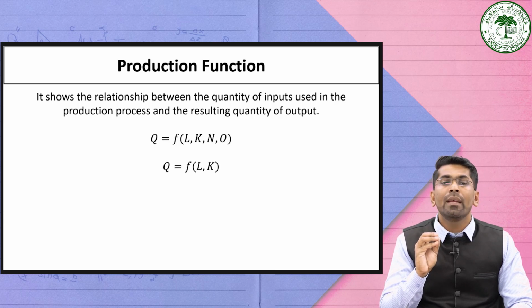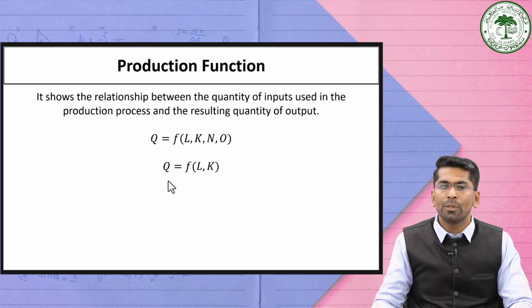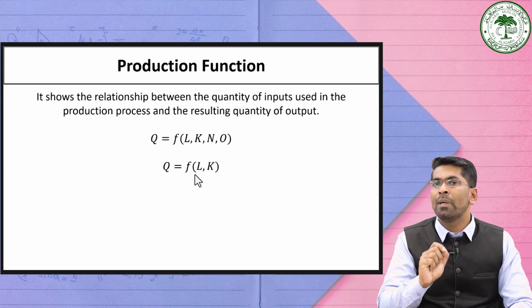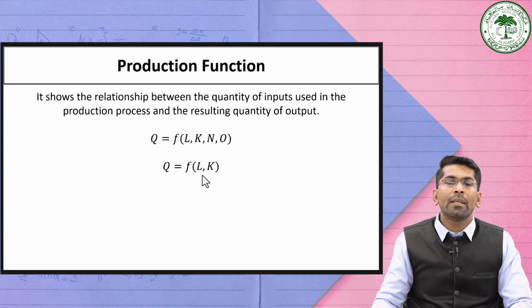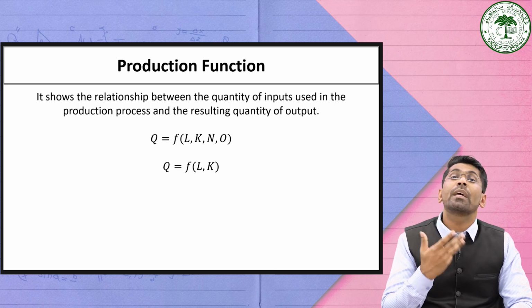So that's why the general form of the production function is often written as Q = f(L, K), where Q is the quantity of output produced in the economy, L is the quantity of labor input, and K is the quantity of capital input. The production function may take different functional forms depending on the nature of the production process.